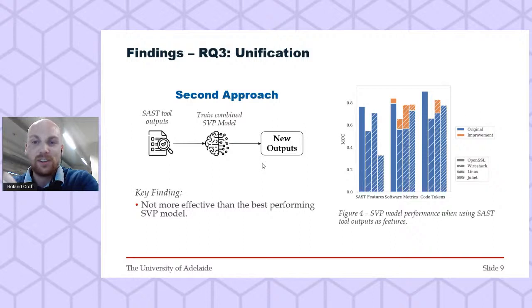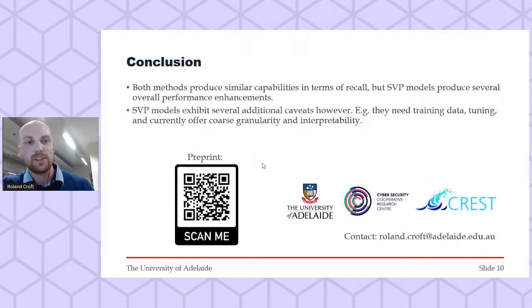And we can see in only one of the 4 datasets do we actually see any kind of improvement. So again, we're failing to really produce something that's greater than the sum of its parts, that's better than if we just use the SVP model on its own. So really for this last research question, we essentially failed to identify synergies between them, which leads us to our conclusion.